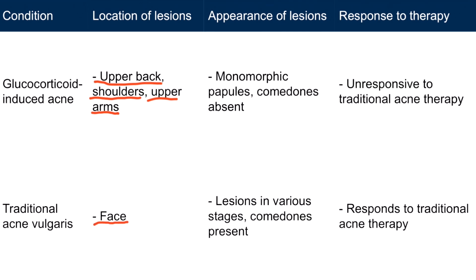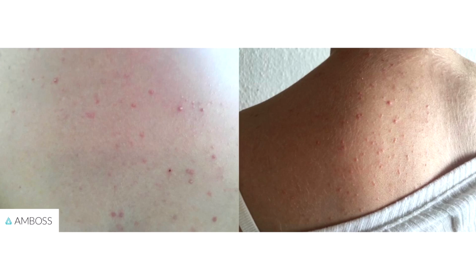Now, the lesions look different in both of these conditions. In steroid-induced acne, the lesions appear as monomorphic papules, and comedones are absent. Let's quickly look at an image of this to compare with the images of traditional acne vulgaris shown earlier. Before I go any further, I'd like to mention that these images were contributed by Amboss. So, thanks to our partnership with Amboss, I can highlight several important features of steroid folliculitis.